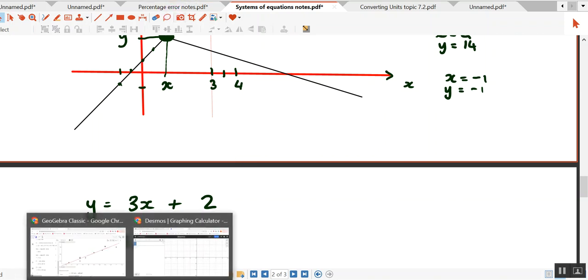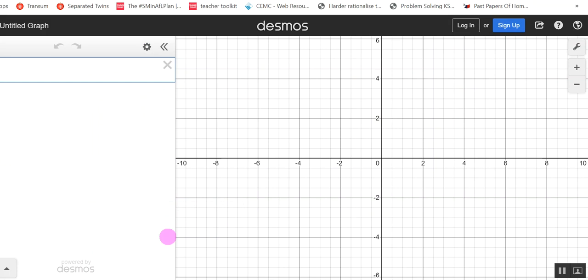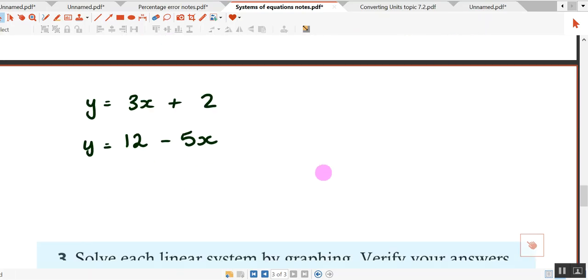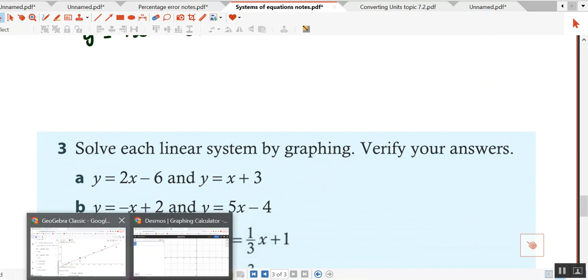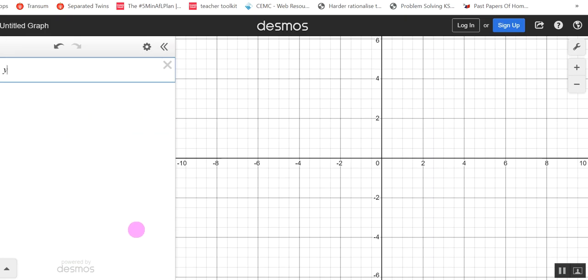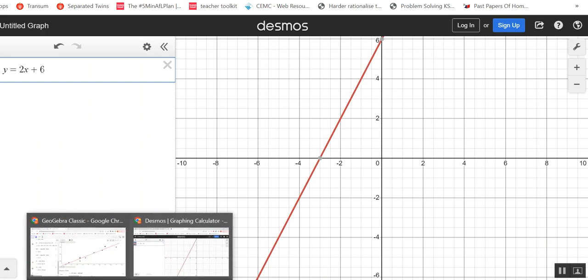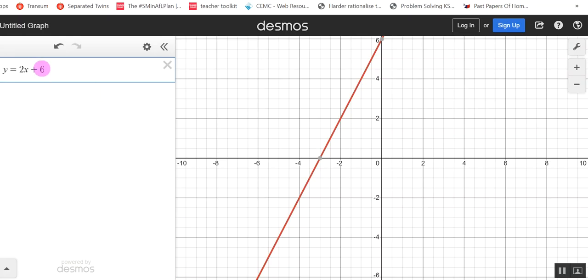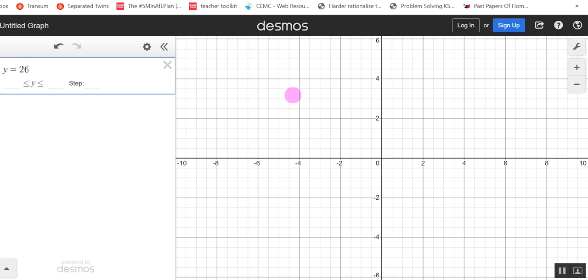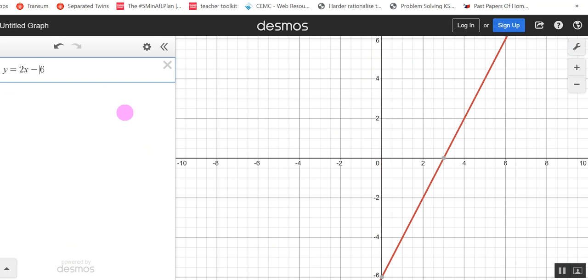So the graphing method, let's say I want to do this one. I think you already know that's why we've been using GeoGebra, right? So if we do the first one, y equals 2x minus 6, and y equals x plus 3. Is that right? Yeah. So if we put that in, y equals 2x minus 6 and y equals x plus 3, they meet at 9 and 12.